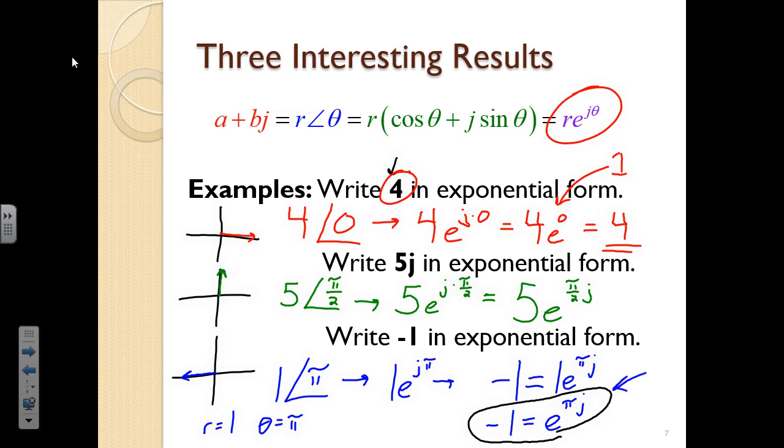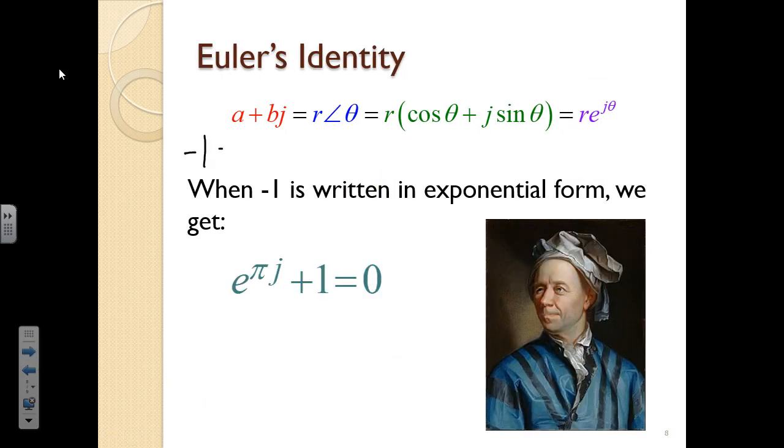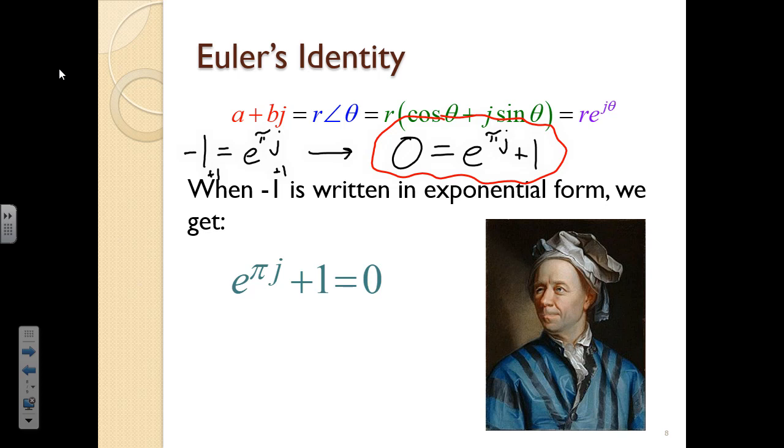Okay, let's take a look at this result a little bit more closely. So take the result that we just showed, that negative 1 is equal to e to the pi j. Now take that equation and add 1 to both sides. If we add 1 to the left and add 1 to the right, we get 0 is equal to e to the pi j plus 1. Now, look what just happened. A mathematician by the name of Leonhard Euler was the first one to work with this and find this result. This is kind of interesting. The fact that e to the pi j plus 1 is equal to 0 is known as Euler's identity, or sometimes just Euler's equation. Do you see why this is significant?